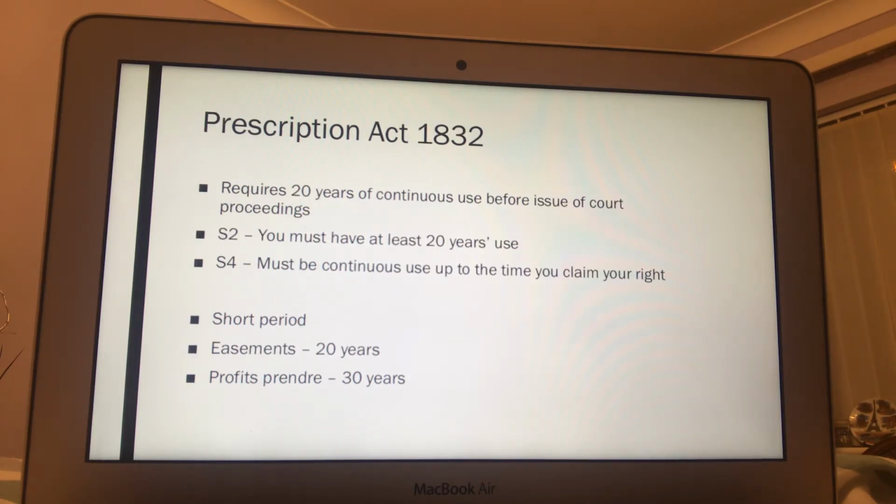The final method is through the Prescription Act 1832. This requires 20 years of continuous use before the issuing of court proceedings. Section 2 of the Act states that you must have at least 20 years of use. Section 2 also stipulates that if the use by the servient tenement is interrupted for over a year, then the claim will be defeated. Section 4 states that this must be continuous use up to the time you claim your right. The Prescription Act is divided between a short period and a long period. The short period requires easements to be of 20 years use and a profit à prendre to be 30 years.